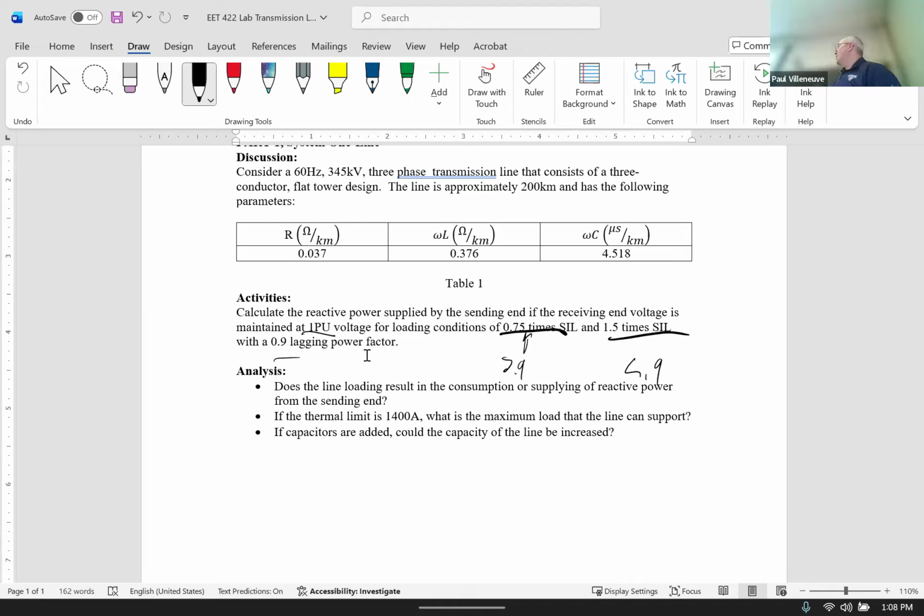So I will give you a hint on number 2. If the thermal line limit is 1400 amps, what is the maximum load the line can support? S equals square root of 3 times VI, right? That's the maximum load. That's an easy one. And the last one is if you put capacitors on the line and you run it higher or lower. Think about improving the power factor, which means you drop the magnitude of S, which means you should be able to push more current to it, right? For real power, unity power factor is always the best because the magnitude of the current always drops.